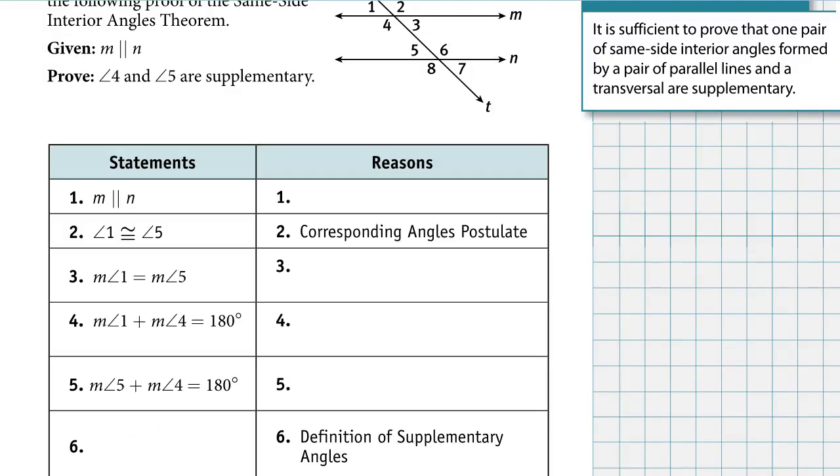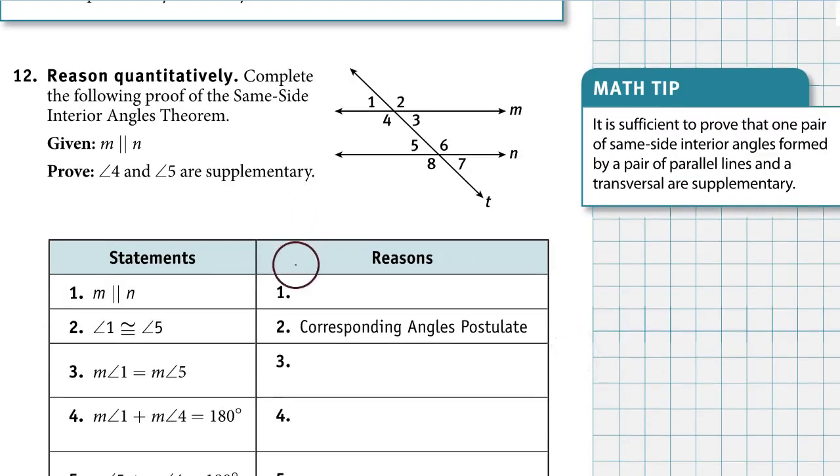Finally, let's prove one of those two theorems we created today. So let's say we have our typical drawing of parallel lines with the 8 numbered angles. We're told that M and N are parallel. So if we want to prove that angle 4 and angle 5 are supplementary, the proof could look like this. First, write down that M and N are parallel. The reason for writing that is that was given to us.